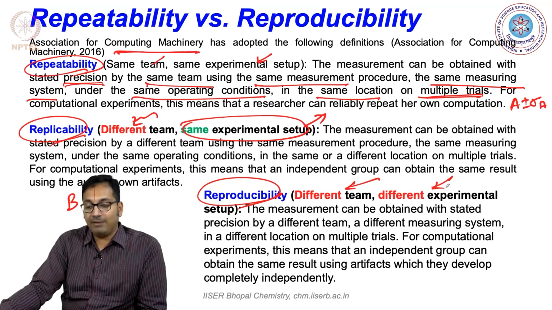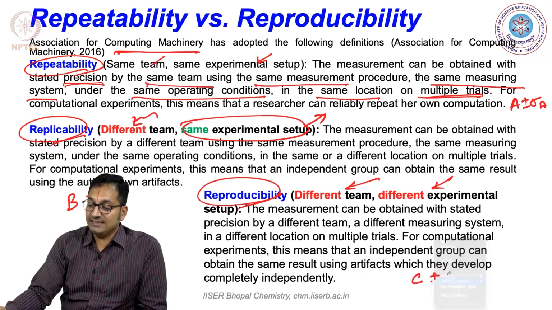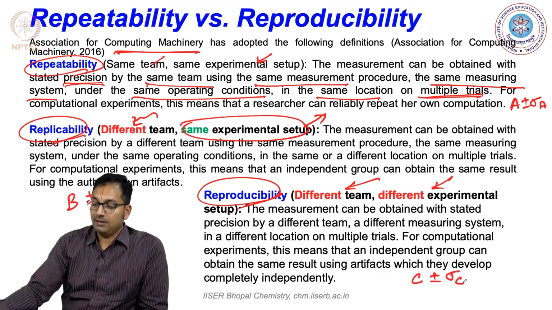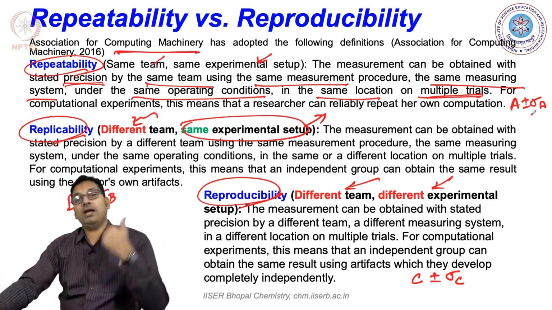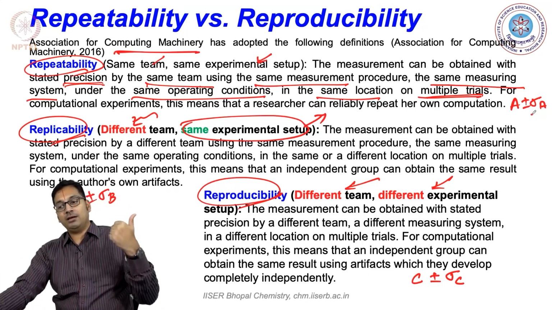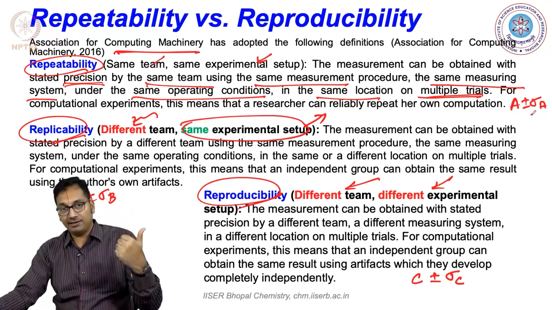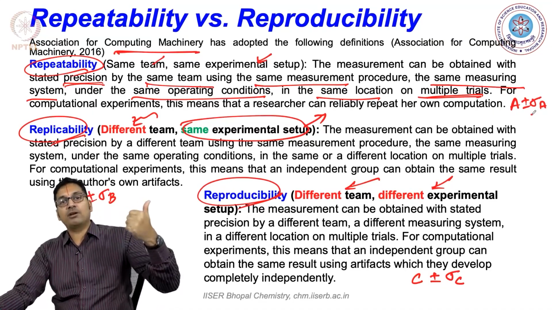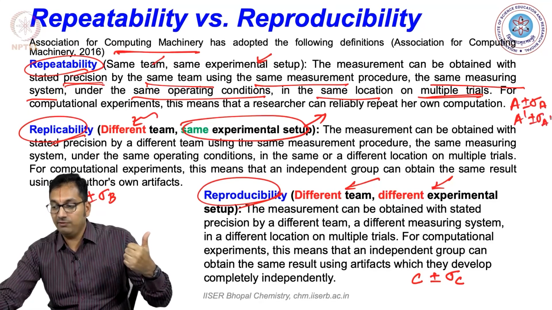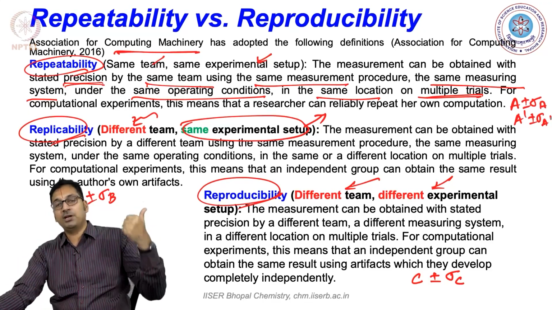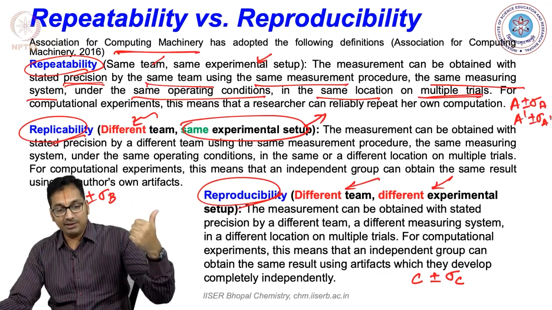So what ends up happening is that now you measure C with a certain precision. Then you compare A with B, and if A and B agree with each other, it means that you are able to replicate the measurements. Of course, when A is repeated with another measurement, say A prime within the same lab, which has a certain deviation, and A and A prime agree with each other, you say that the measurements are repeatable.